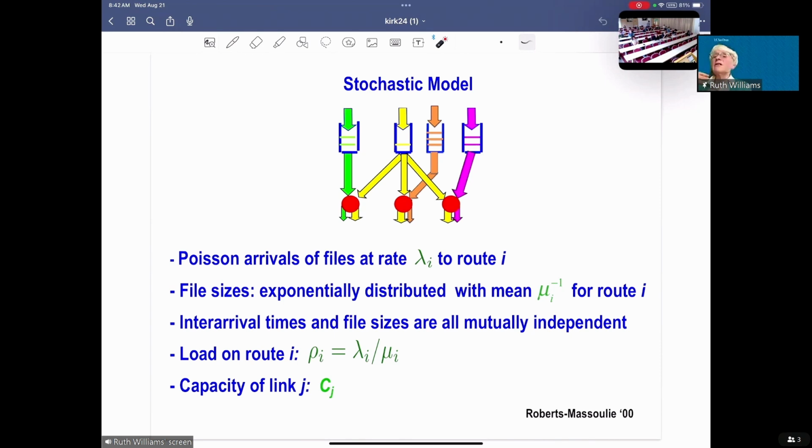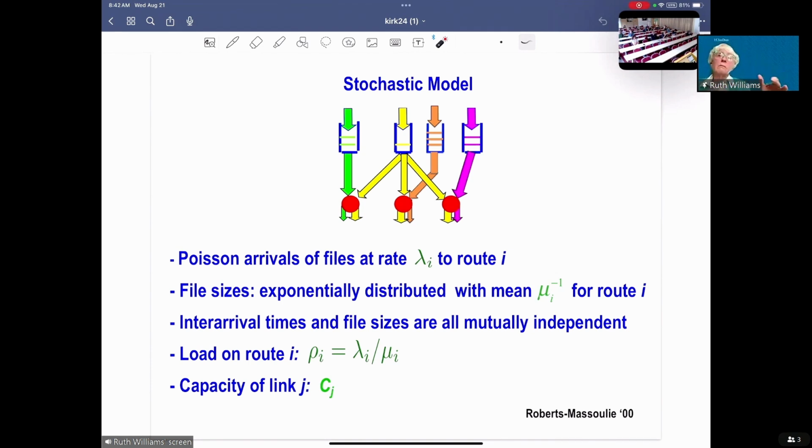Then it's at the level of averages. The average load posed by the files that come to route I is the rate at which the files arrive times their mean size. So this is the average bandwidth that you expect that route to require.